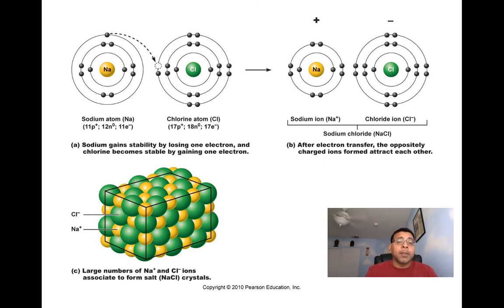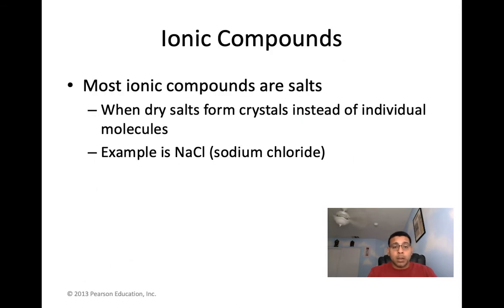Most ionic compounds are going to fall under the category called salts, and they exist not as individual molecules, but as crystals. Now, in order to achieve stability, electrons don't have to be completely transferred from one atom to another. No, they don't. They can also be shared so that each atom is able to fill its outer electron shell at least part of the time.